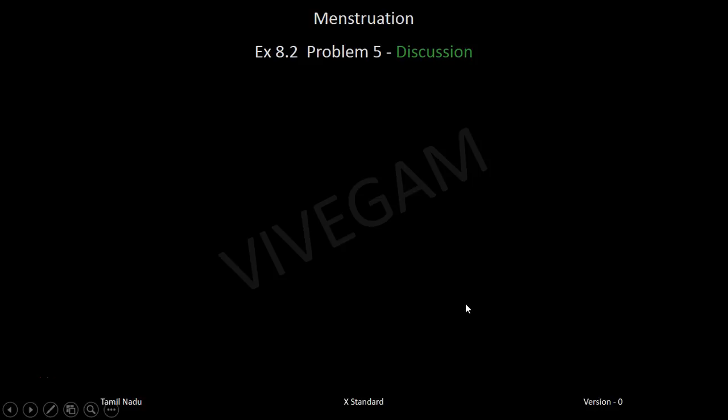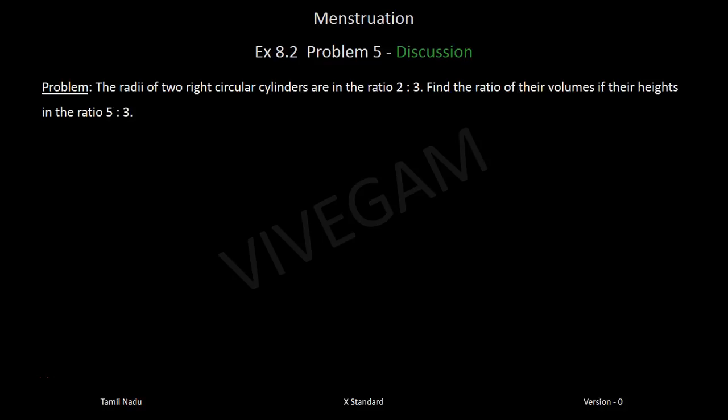Okay, exercise 8.2, problem 5, discussion. The radii of two right circular cylinders are in the ratio of 2:3. Find the ratio of their volumes if their heights are in the ratio 5:3.